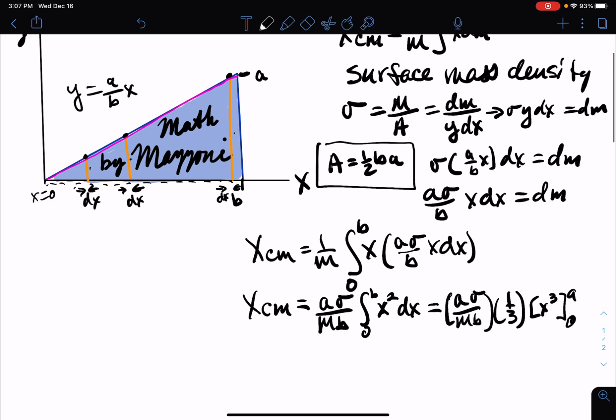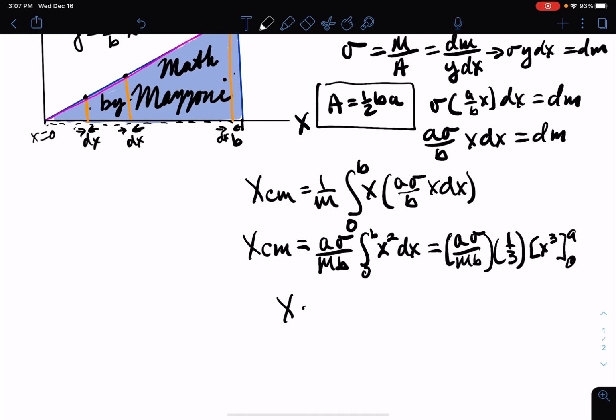So that makes this, let's give ourselves some room here, x location of the center of mass equals a sigma over m b. There's a 3. I'm going to move the 3 right there because I'm lazy, times a cubed. Hang on, let's check that. A sigma over 3mb times a cubed. That's not so bad. Oh, wait, my limits were wrong. I made a terrible mistake, and I am sorry for that. I apologize, everybody. Let's go back.